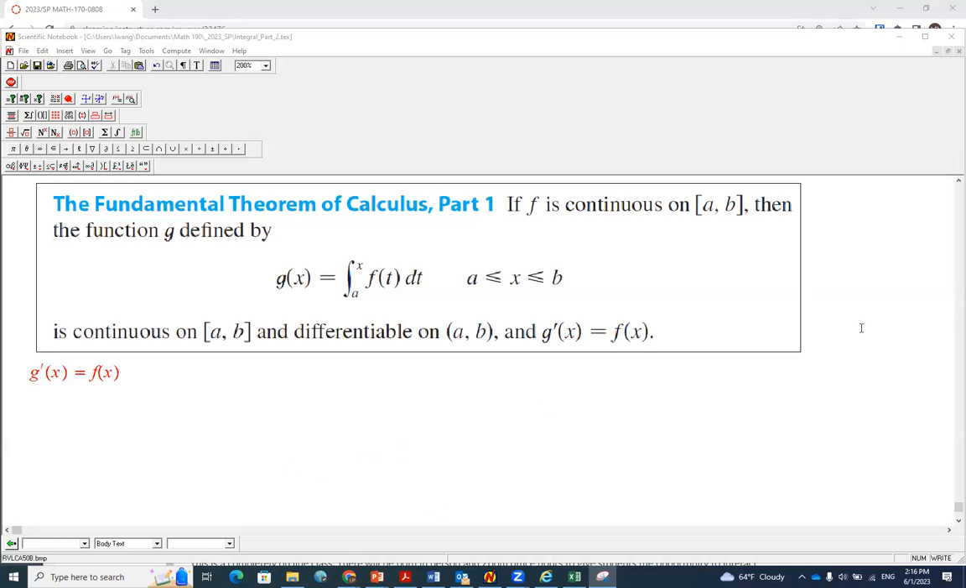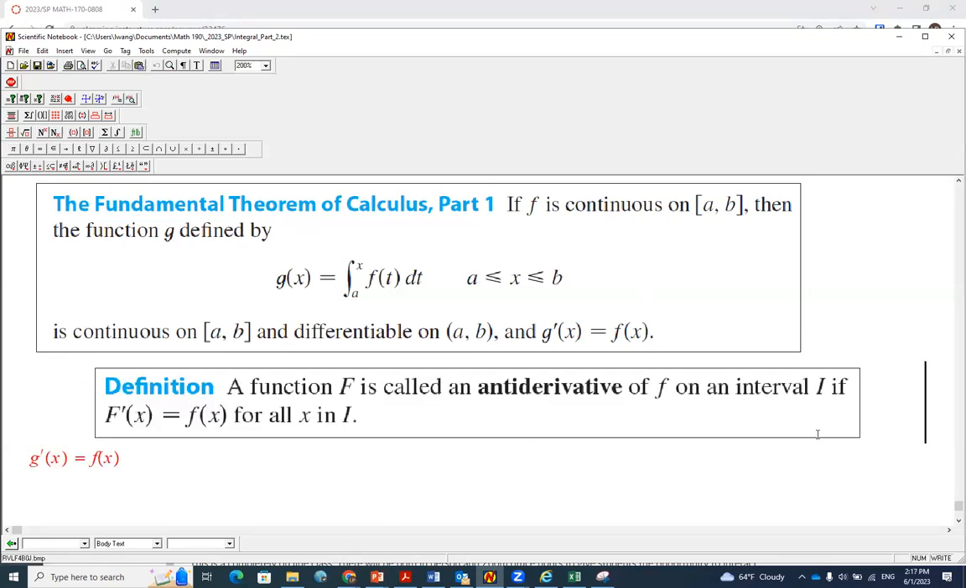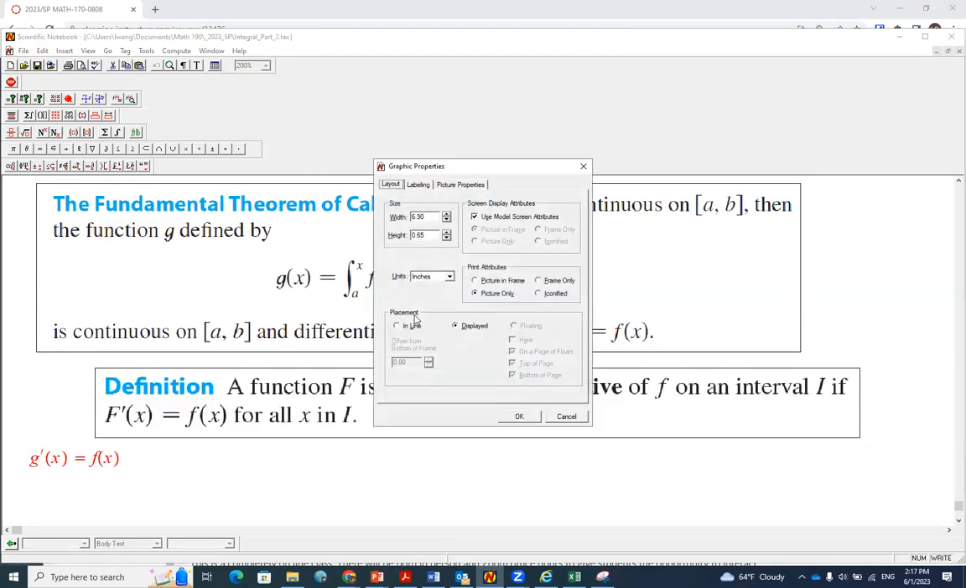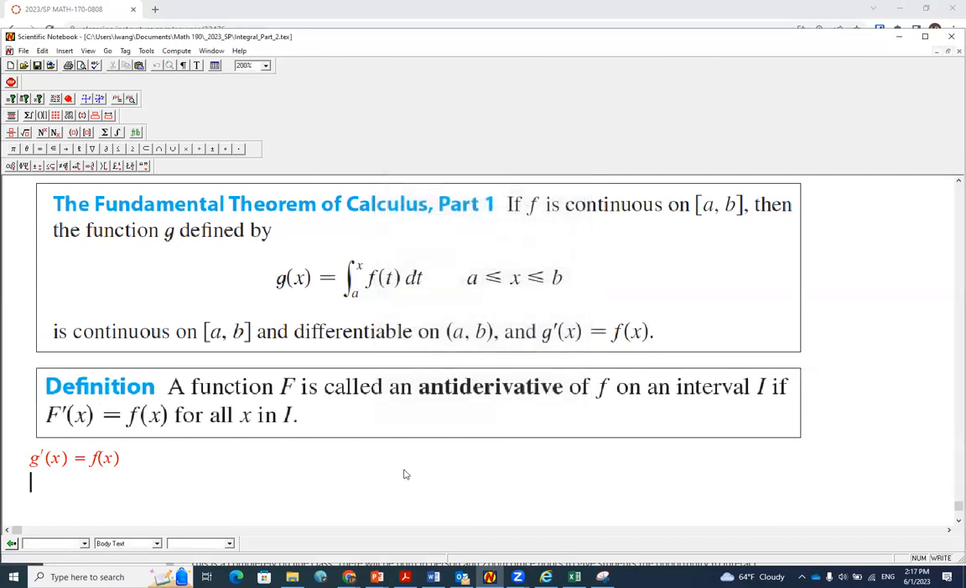It's very important to follow these definitions, because once we know what is what, and it's clear with no ambiguity, this will be very helpful. Definition: a function capital F is called an antiderivative of f on an interval I if the derivative of capital F is the same as the lowercase f of x. And G is fitting that definition. So G is a capital F, because it's an antiderivative.